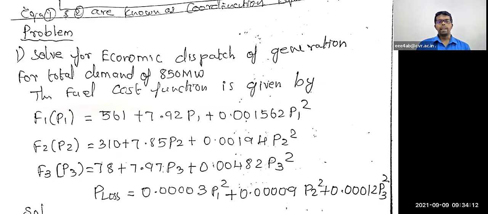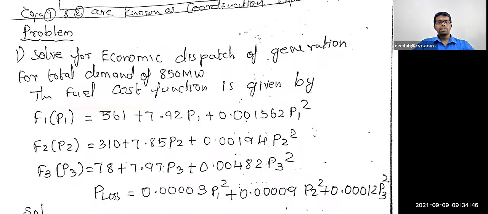We are going to solve an example problem of economic load dispatch with considering the losses. So if you see this problem, take note of the problem. Solve for economic load dispatch of generation for a total demand of 850 megawatt.